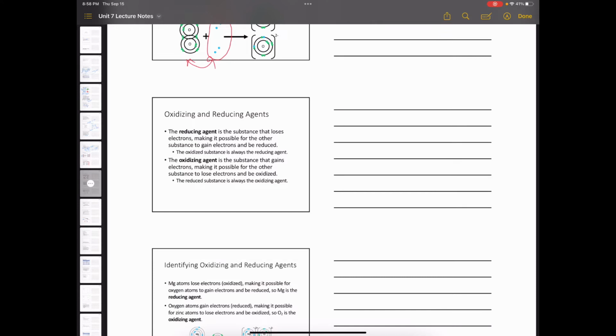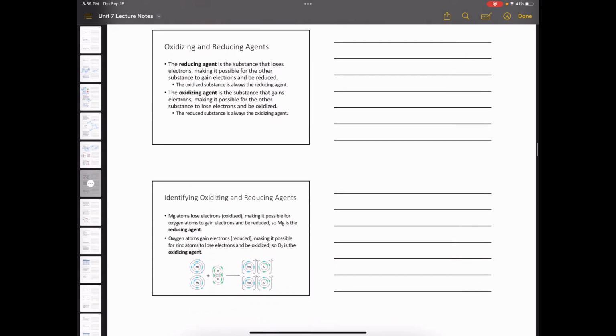Okay? So the oxidized substance, it's always a reducing agent. So the reducing agent is basically a synonym to the oxidized substance. Okay? Because every oxidized substance is a reducing agent. We talked about this intensively in the beginning of this unit, that when the substance is oxidized, that means another substance is getting reduced, okay? Because we can't just lose electrons. So that oxidized substance, it's also known as a reducing agent.